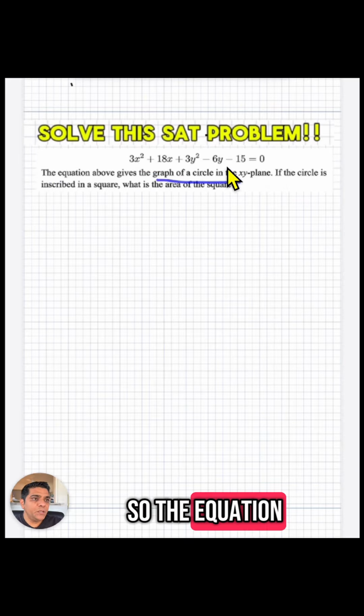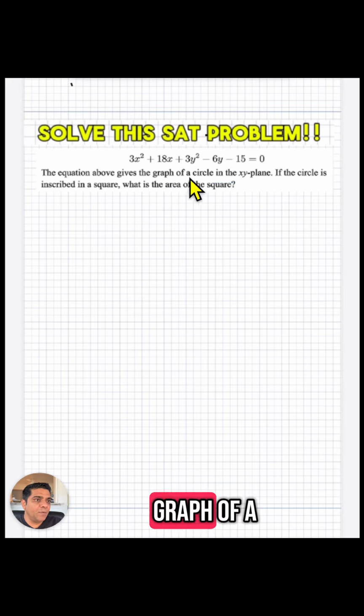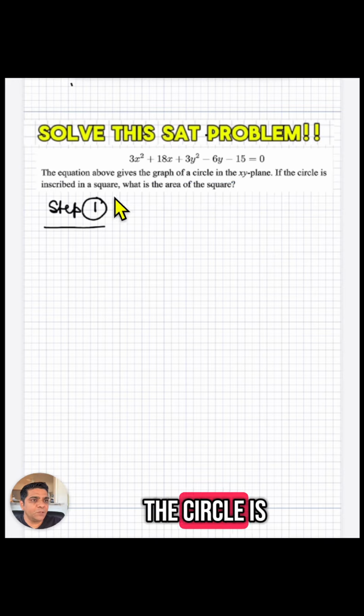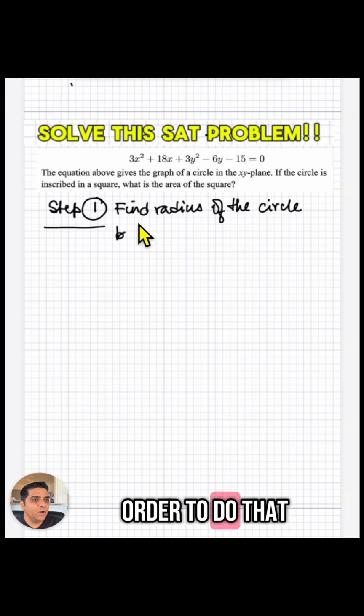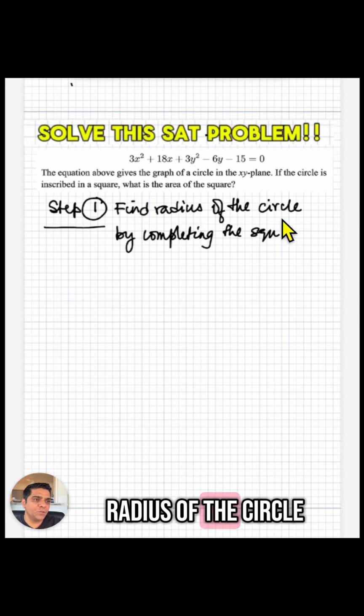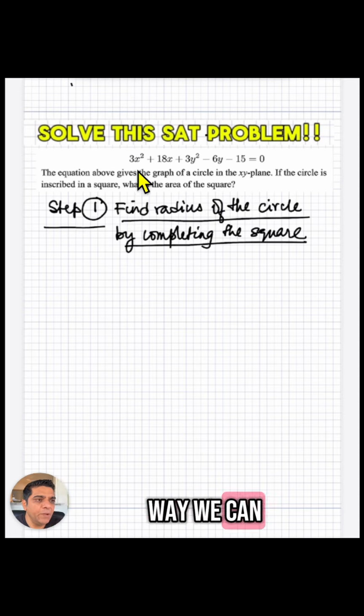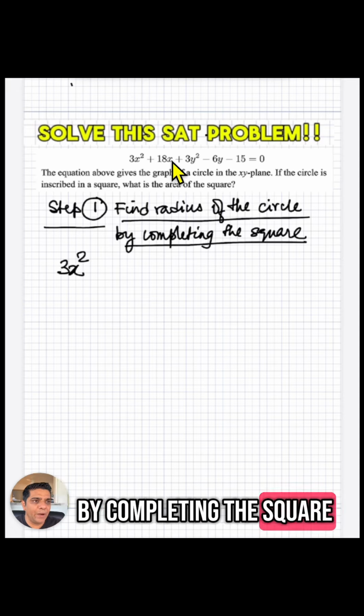So the equation above gives the graph of a circle in the xy plane. The circle is inscribed in a square. What's the area of the square? So in order to do that, we have to first find the radius of the circle. Okay, and the way we can do this is by completing the square.